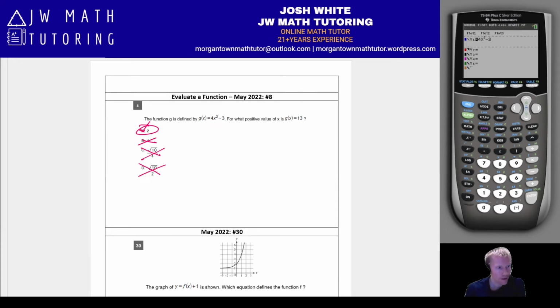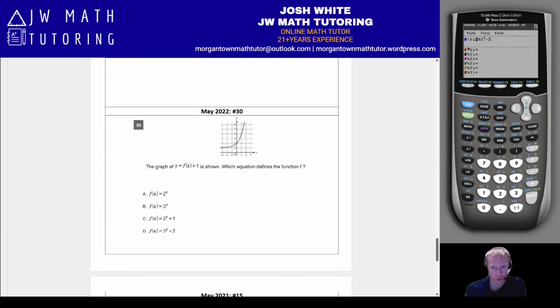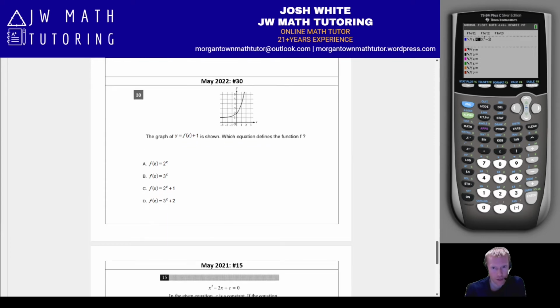All right. The next problem is again from the May 2022 test as well. It's problem number 30. And they tell us here that this graph that's shown is f of x plus 1, and they want to know what the function f is. So here's how we could do this entirely on the calculator. So this thing that's pictured is the function plus 1, meaning that it's basically the function shifted up 1 unit, okay? There's a vertical shift of 1 unit.